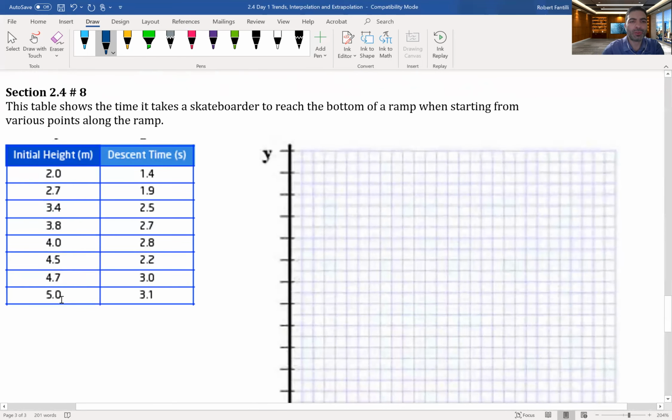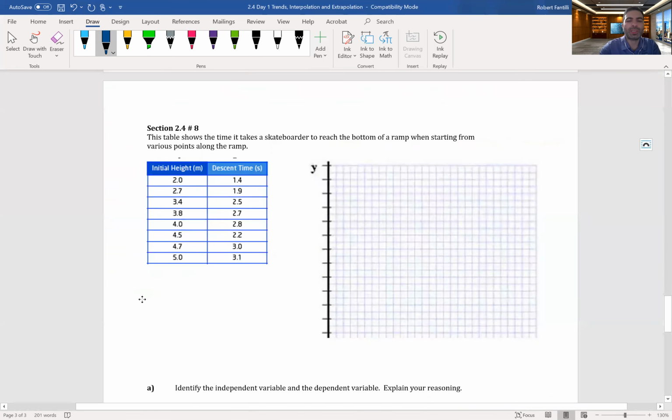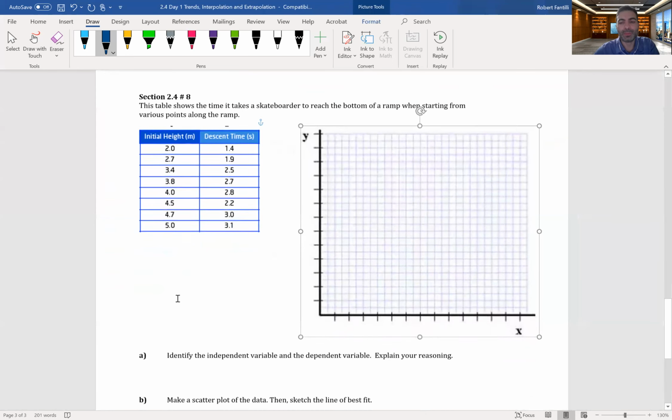This table shows the time it takes a skateboarder to reach the bottom of a ramp when starting from various points along the ramp. Okay, then we have some questions below that pertain to this. And before you start graphing, you need the answers to these questions. So it says identify the independent variable and the dependent variable.